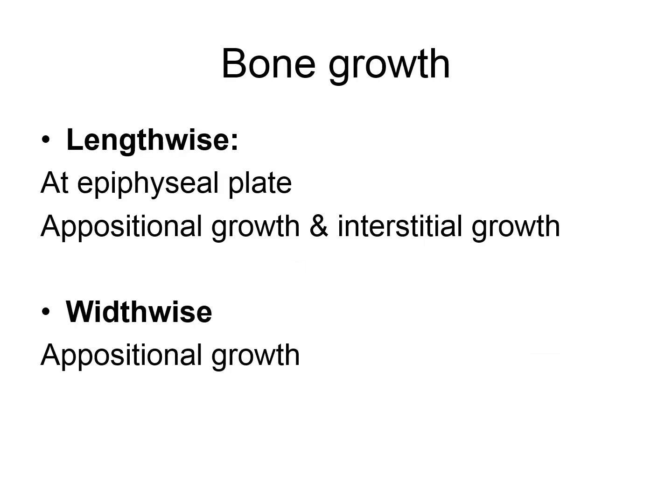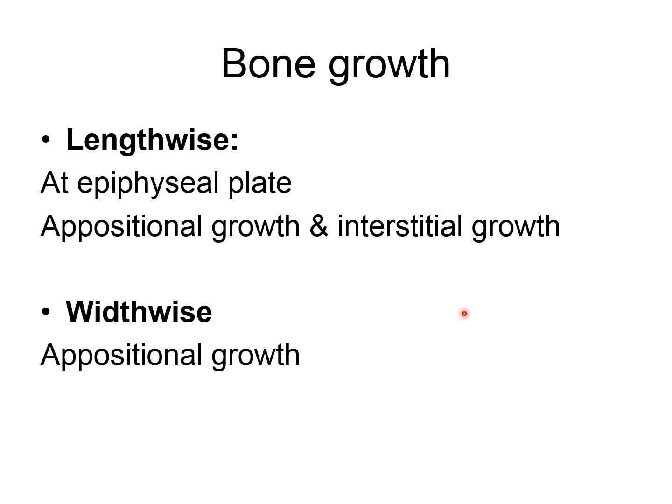The bones grow lengthwise and widthwise, that is, increase in length and diameter occur. Lengthwise, the long bones grow at the epiphyseal plates only, and the epiphyseal plates are actually made up of cartilage. So that cartilage grows by both appositional growth and interstitial growth. Appositional growth is the growth in which new tissue is laid down on the previous tissue. So the thickness of the tissue increases.